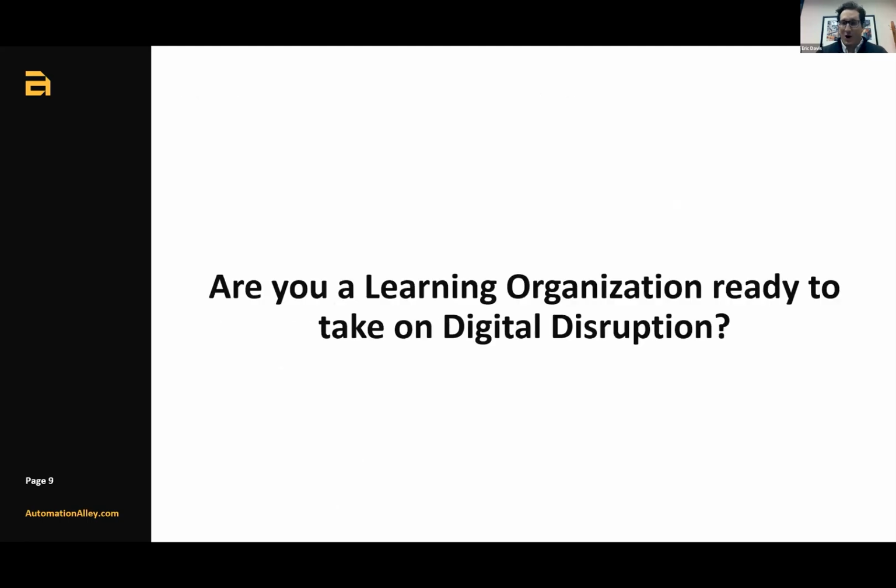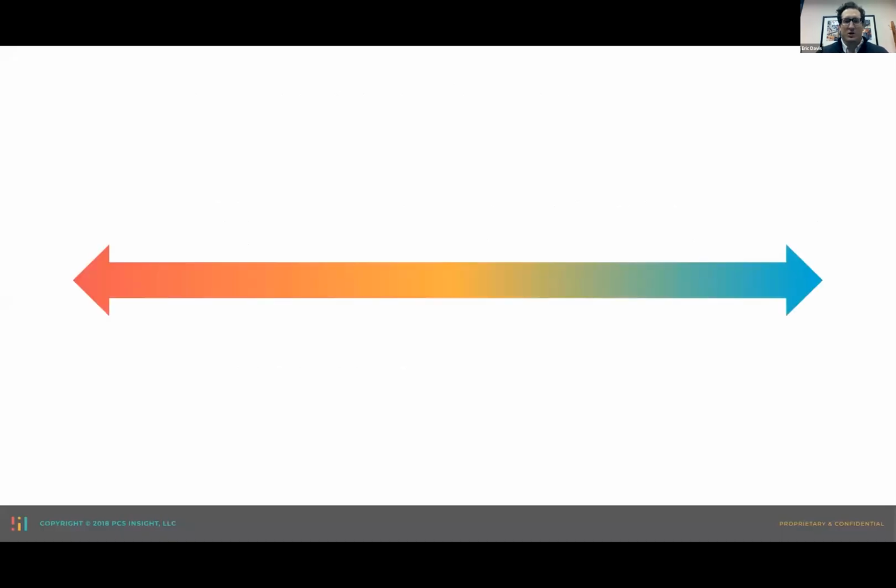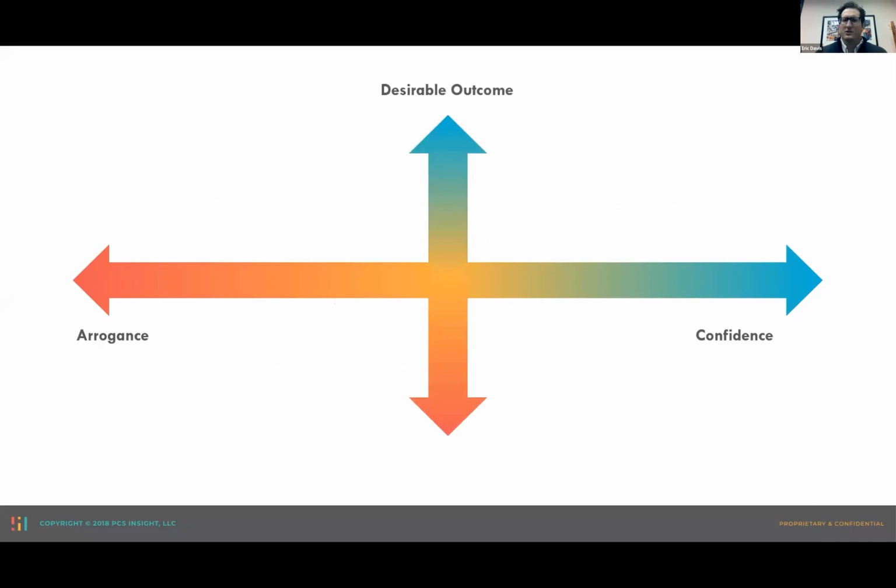So I'll ask you, are you a learning organization ready to take on digital disruption? In our corporate governance system, IQ, we go through some of these concepts. And so we talk about companies on a spectrum. They can either be arrogant or confident, and they'll fall somewhere in the middle, right? And in those organizations, there are good outcomes and there are bad outcomes. An arrogant organization is driven by comparison. So I'm better than you, we're better than them. We've got to do that because they're doing that.